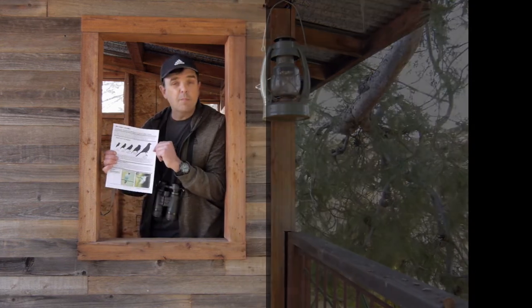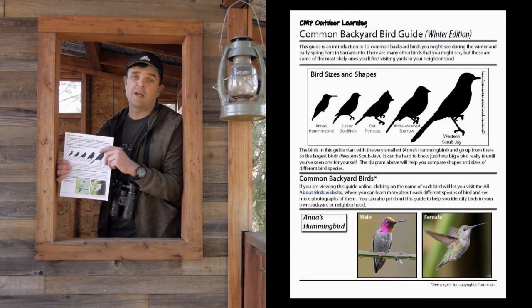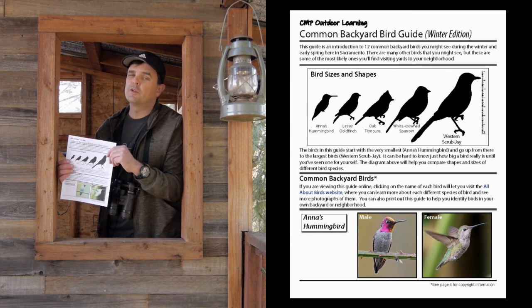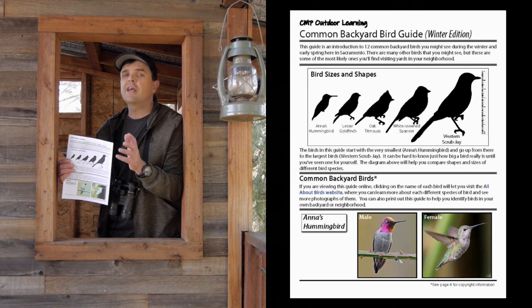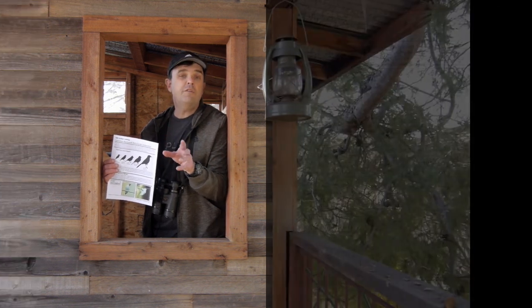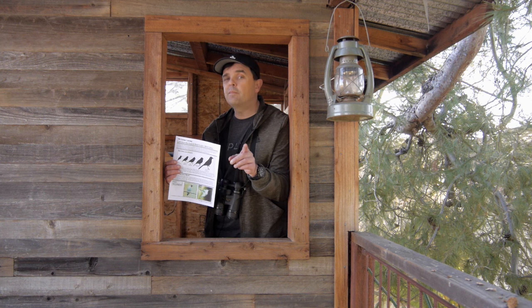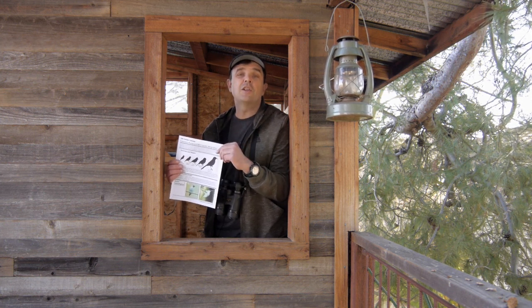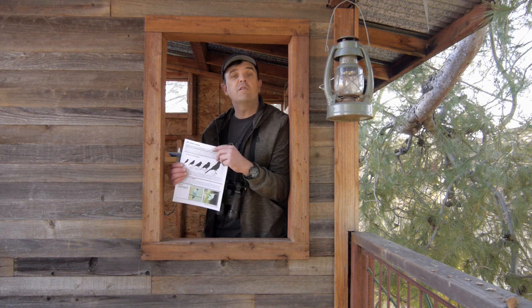Alright, welcome back. For this part of our lesson, you'll need to download the Common Bird Guide from the Outdoor Learning website before you continue watching. If you can, it might be helpful to print it out. But if not, you can keep the guide open on your computer so you can look at it when you need to. You'll also want to get out a piece of paper and a pencil to write down some things. Okay, let's get started on learning how to look at a bird so we can figure out its name.